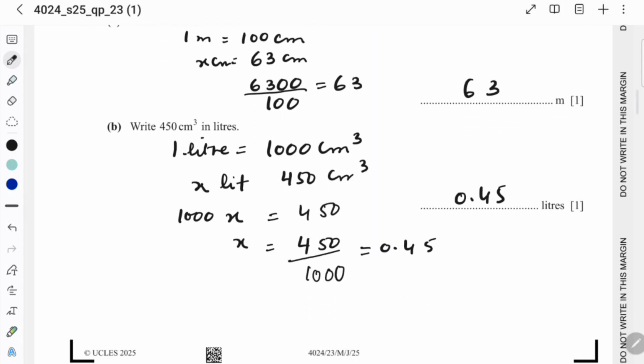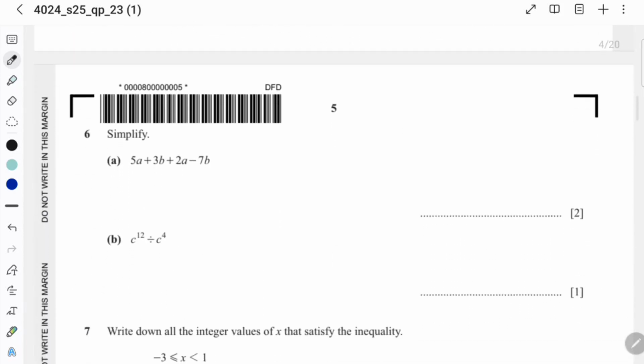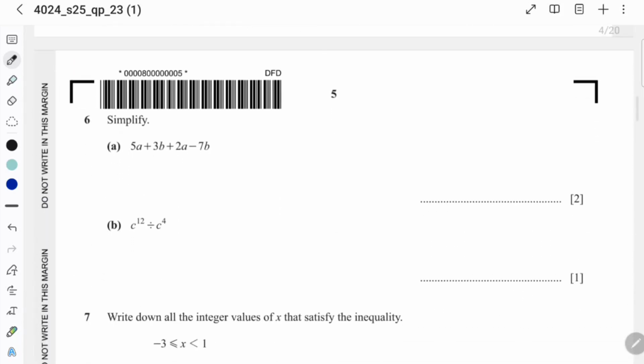Okay, you know that in liters to cubic centimeters we multiply by 1000, and cubic centimeters to liters we divide by 1000. All right, come to question number 6, a factorization simplification question. In simplification question, 5a plus 3b plus 2a minus 7b. So we are going to simplify. It's a 2 marks question.